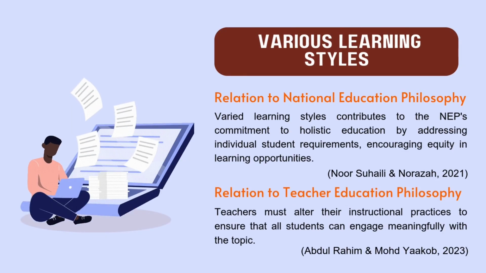Now, I'm going to explain the relation of various learning styles to the National Education Philosophy. In relation to the National Education Philosophy of Malaysia, varied learning styles contribute to its commitment to holistic education by addressing individual student requirements and encouraging equity in learning opportunities. Holistic education focuses on the overall development of students, which is intellectual, emotional, spiritual, and physical. By recognizing that each student learns differently, teachers can tailor their instruction to meet these individual needs, ensuring that every student has an equal opportunity to succeed.